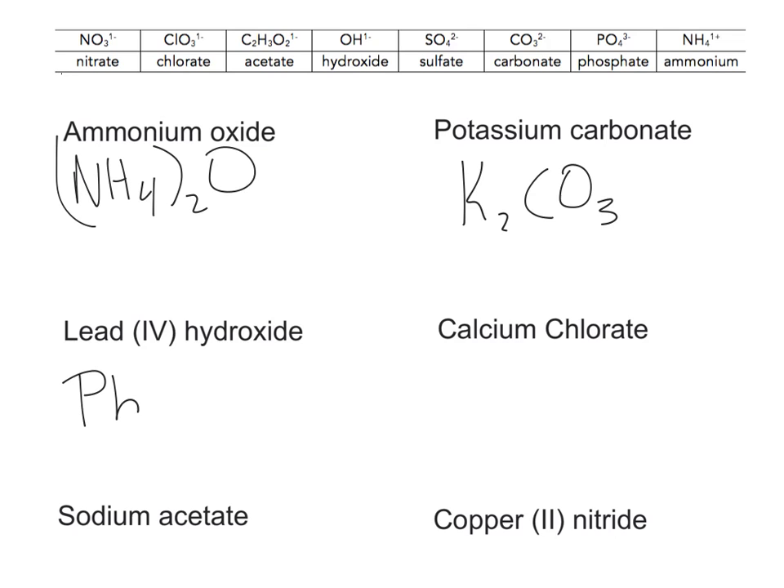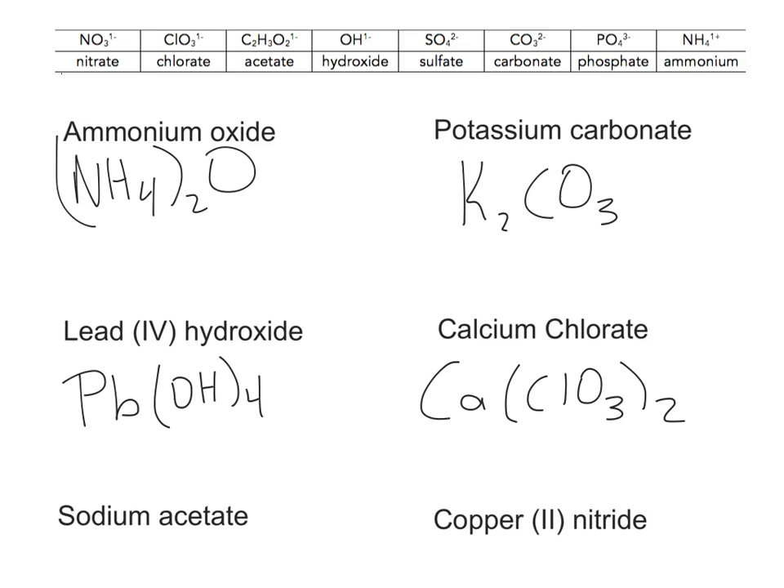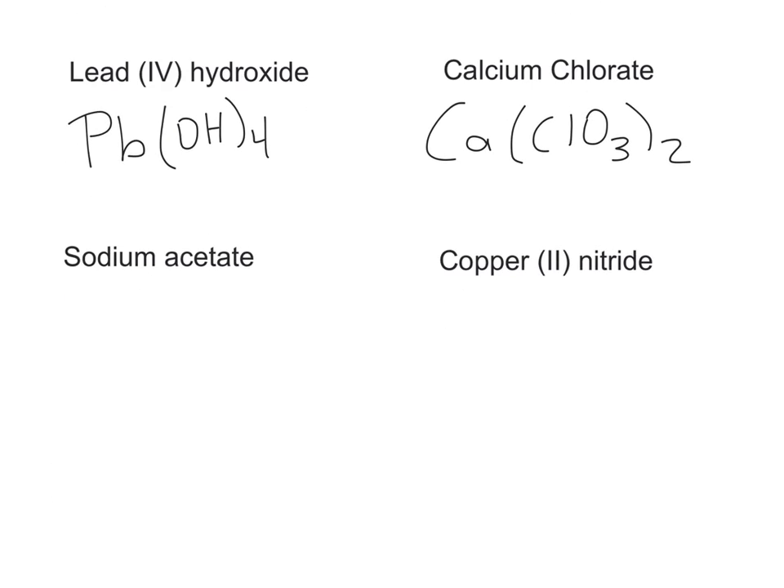Lead 4, that's Pb with a 4+ charge, so I'll need 4 of the -1 hydroxide ions to make a neutral compound with Pb4+. Calcium chlorate: Ca2+ ion, I'll need 2 of the chlorate ions, each of which has a -1 charge, to make a neutral compound. The sodium acetate compound, Na+ paired with C2H3O2-1, it's a +1 ion with a -1 ion, and so we just link them together.